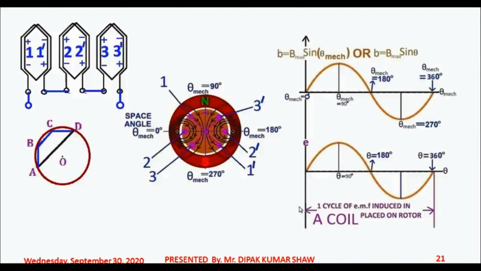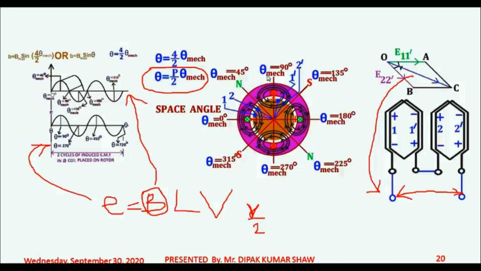In case of 2 pole machine, the positive peak of coil 1 1 dash has happened, and after that the rotor will rotate by gamma degree, so the positive peak of coil 2 2 dash will happen. But in case of 4 pole machine, after the positive peak of coil 1 1 dash has happened, the rotor should rotate by an angle of gamma by 2 degree, so that the positive peak of coil 2 2 dash would happen.